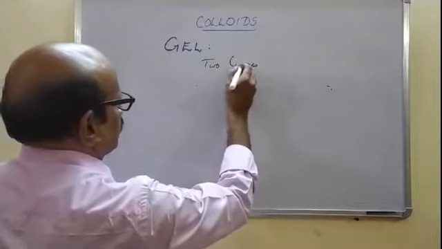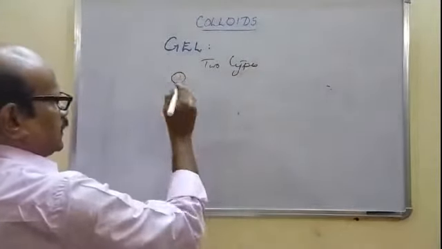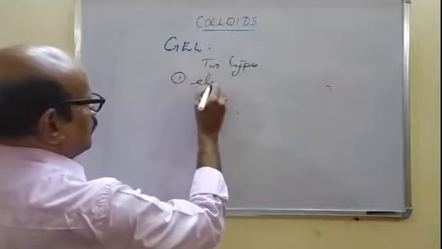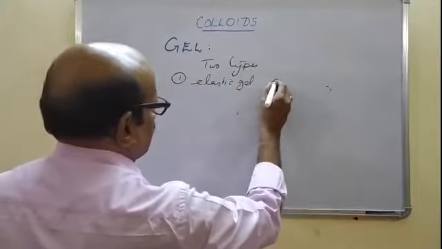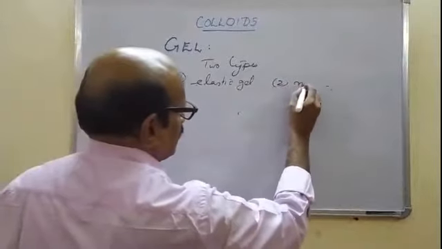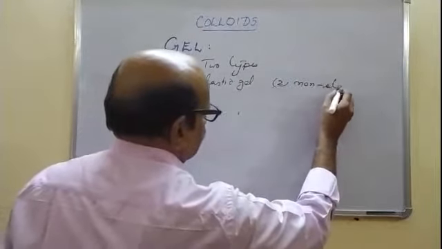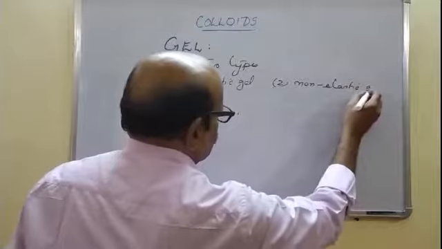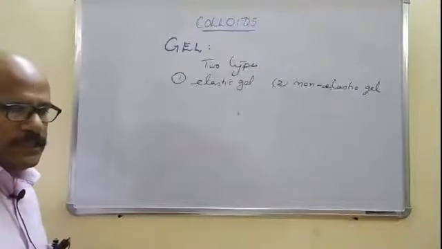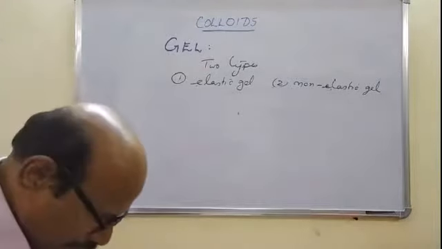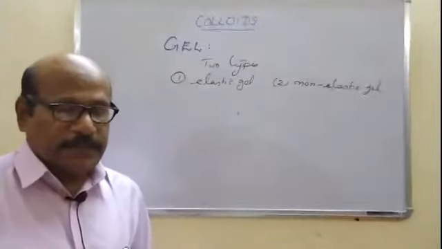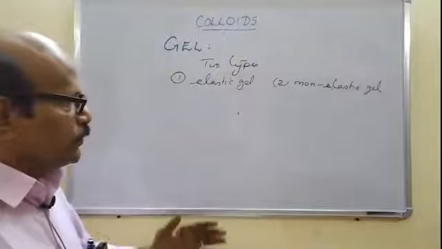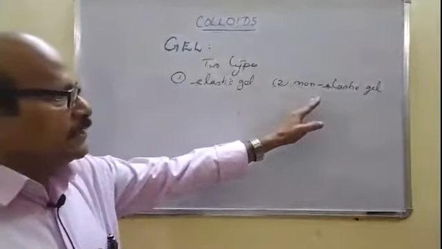One is elastic gel, and second is non-elastic gel. So there are two types of gel: elastic and non-elastic gel. Aqueous gels can be classified into two: one is elastic gel and the other is non-elastic gel.